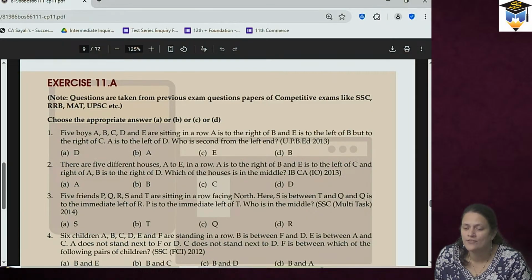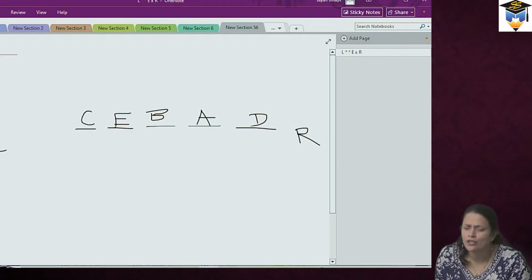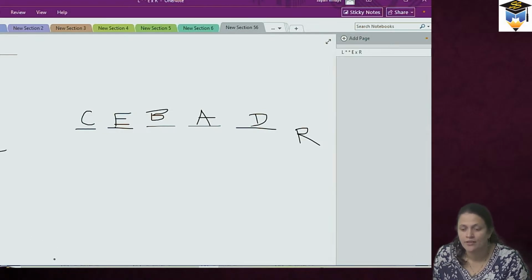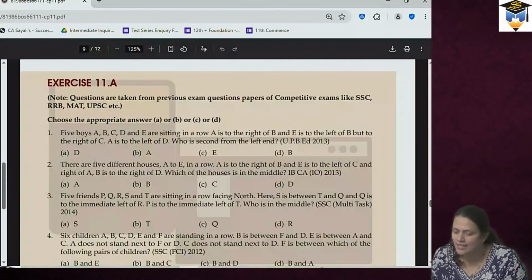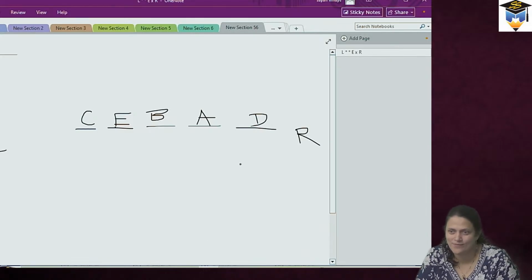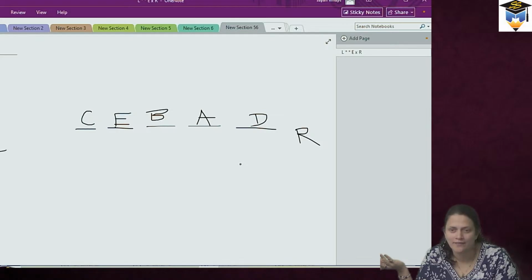आवाज हळू. But to the right of C. म्हणजे who is sitting to the right of C? Can you tell me? E is sitting to the right of C. Correct. And the last thing that they have given is A is to the left of B. So you will have to place D at the end. Now is the arrangement clear?